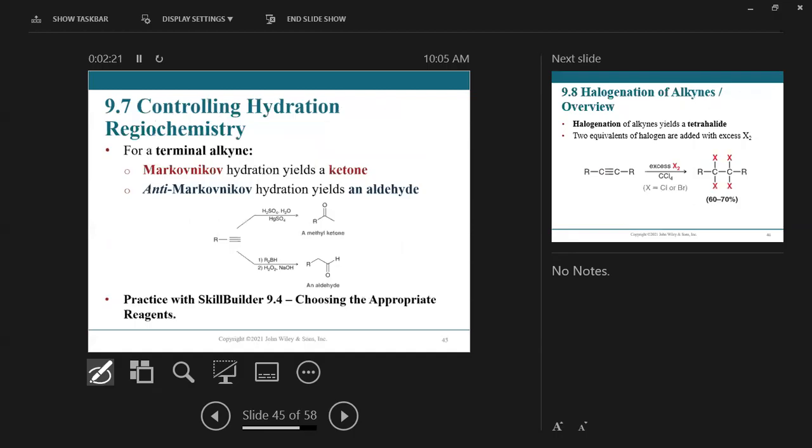And for a terminal alkyne, Markovnikov hydration yields a ketone. We can see this ketone right here. Anti-Markovnikov hydration yields an aldehyde. And notice the conditions that they use. That's what you want to pay attention to. Whether you want to make the ketone or aldehyde depends on the reagents used in the steps.